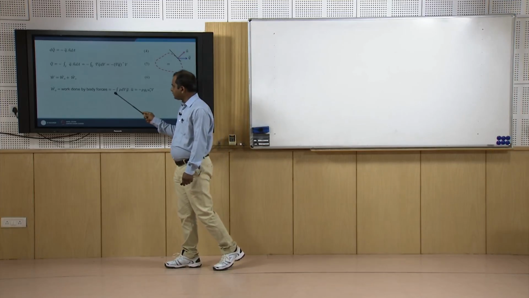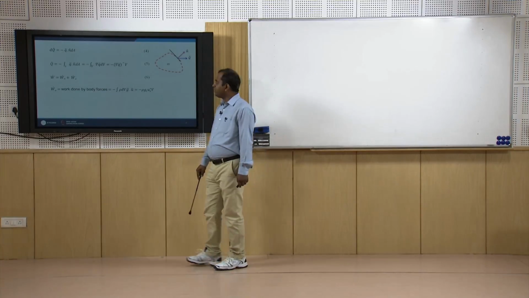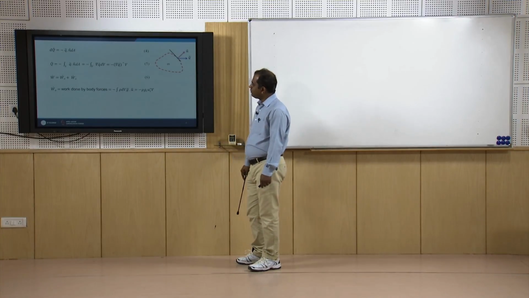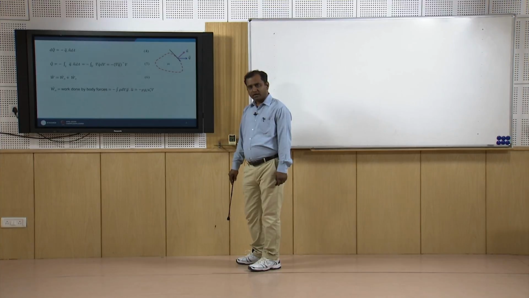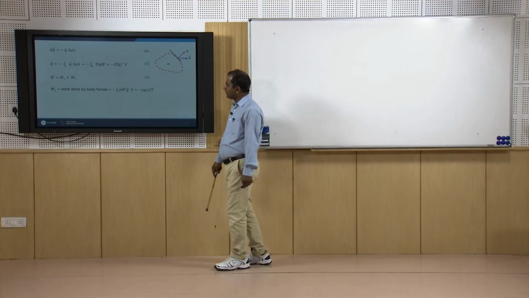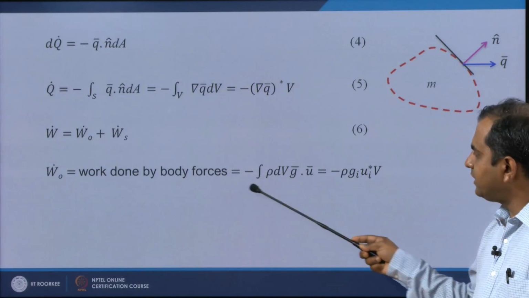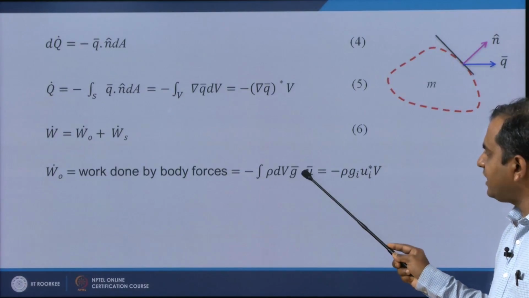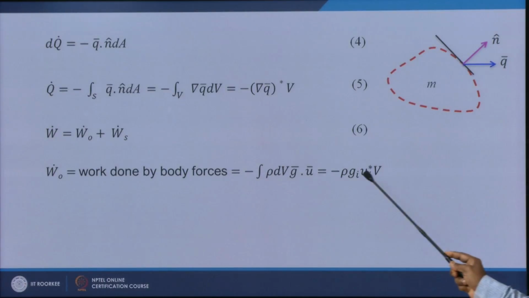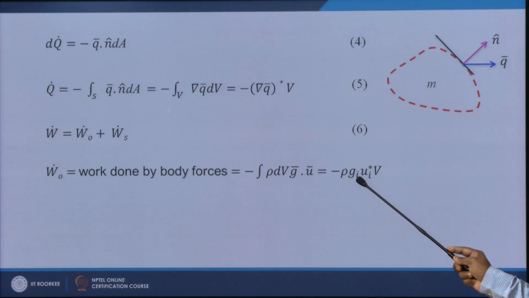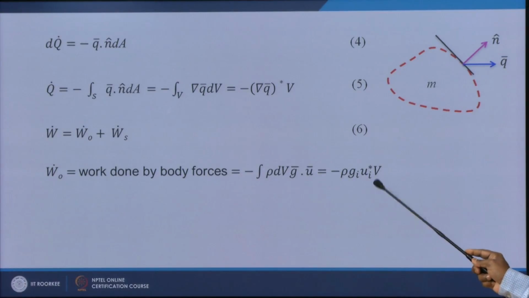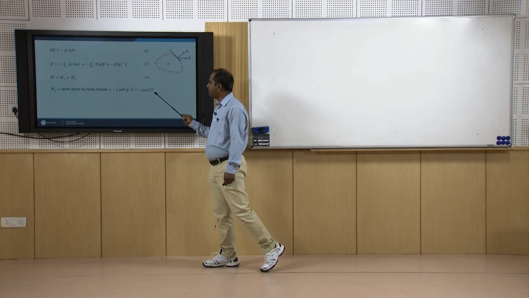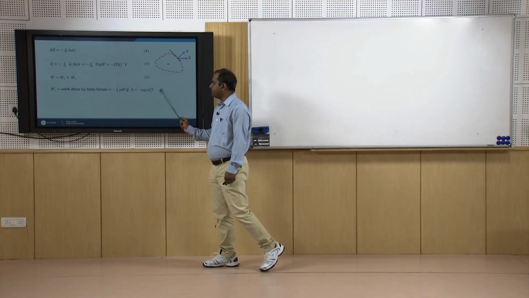So, the work done by body force can be written as rho dV g dot u bar. By the way, this negative sign is very important. Why? Because we have considered that if work is done on the system, that is negative, and if the system is doing work, that is positive. After integration, this term can once again be averaged out. Rho and gi come out as usual, ui we have averaged, so this is ui star, and the integration of dV becomes V.